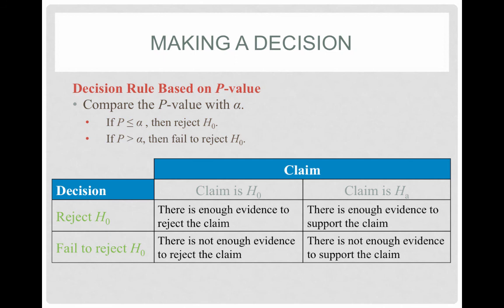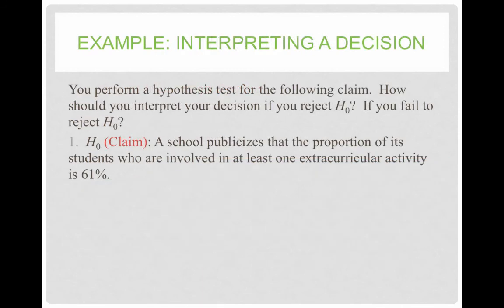Maybe look at this table a little bit. Remember, the claim can be either the null hypothesis or the alternative hypothesis. In our examples, we saw both. The decision is based entirely on the null hypothesis. So you perform a hypothesis test for the following claim. How should you interpret your decision if you reject the null hypothesis? What if you fail to reject the null hypothesis?